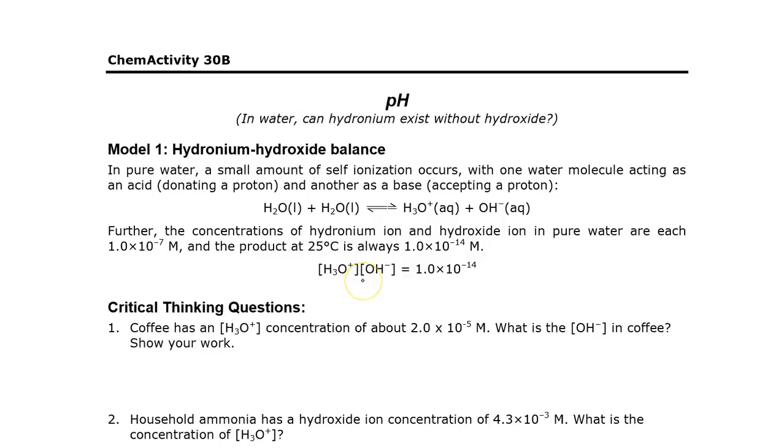And so what this equation is telling you is that when you multiply the molar concentration of hydronium by the molar concentration of hydroxide in an aqueous solution, that is always 10 to the minus 14th, or 1.0 times 10 to the minus 14th.